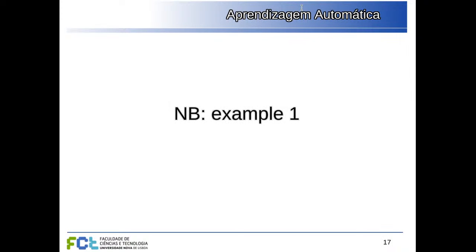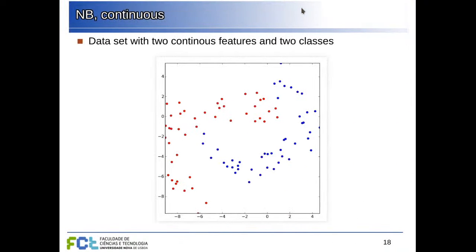Okay, so let's see a more detailed example. Suppose that we have this data set here. This has two continuous features. So these are not categorical, are not yes or no. They are these values here in the vertical and the horizontal axis that I'm representing. And we have two classes, the red points and the blue points. And we want to train a naive Bayes classifier for classifying this.